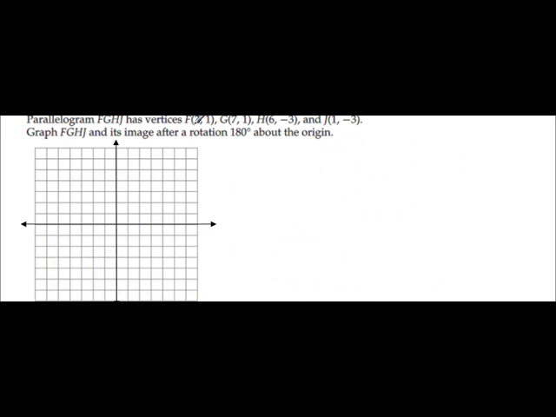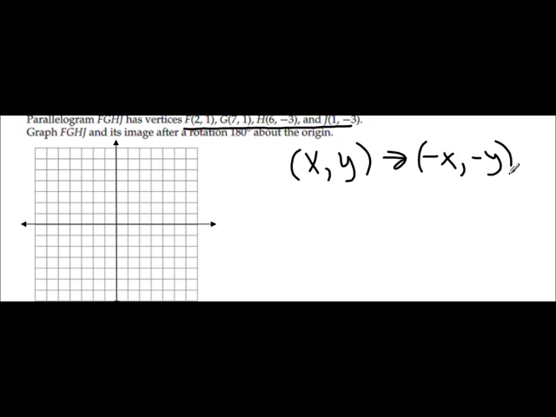Okay, so if we have a parallelogram with these vertices, graph its image after a rotation of 180 degrees. So all we have to do is look at our chart, and the rule for 180 degrees is you take your xy coordinates and you make the x negative and you make the y negative, or the opposite sign of what it already is. So 2, 1 is our original. That's going to become, after rotation, negative 2, negative 1.